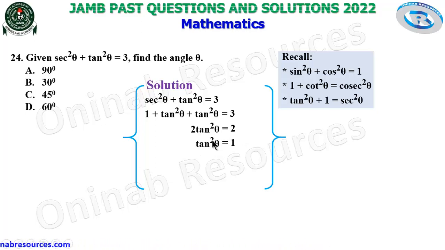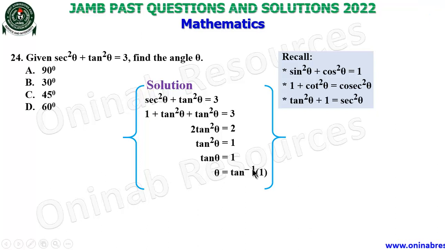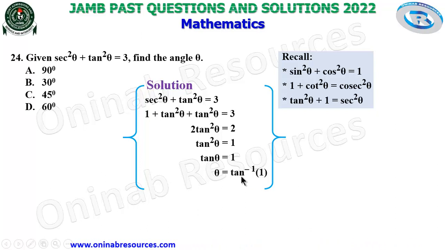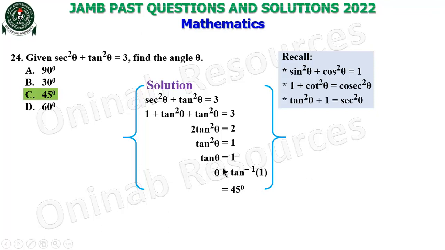We have to find the square root of both sides. So the square root of tan squared theta is tan theta, and the square root of 1 is equal to 1. So theta is tan inverse of 1. And from our special angles, theta is equal to 45 degrees. And that gives option C, because tan 45 degrees is equal to 1. Therefore, theta is equal to 45 degrees. And that's all for problem 24.